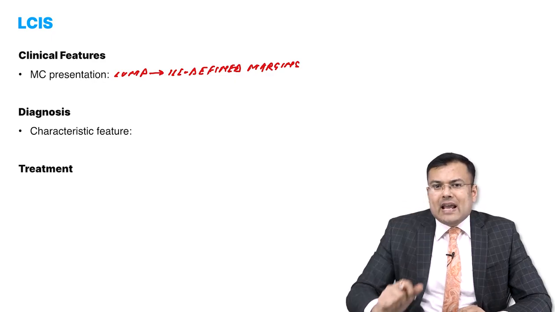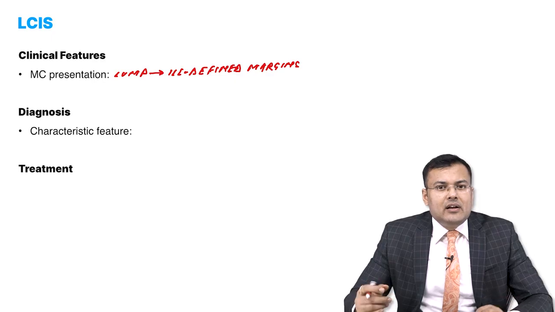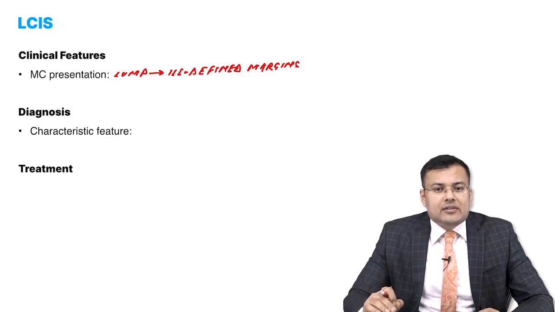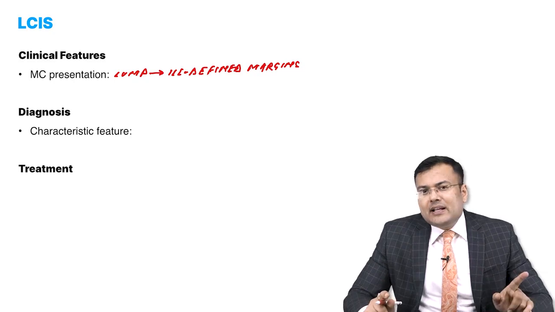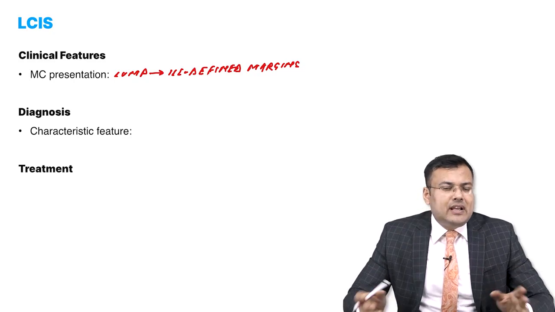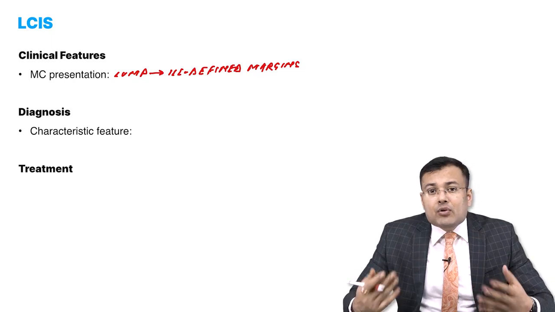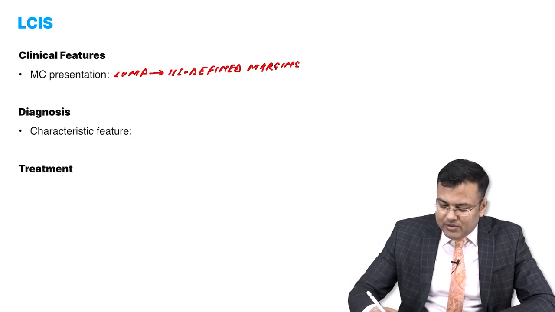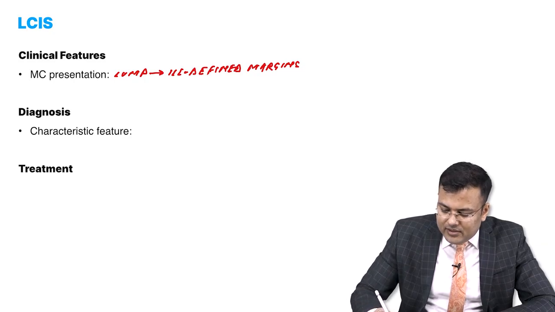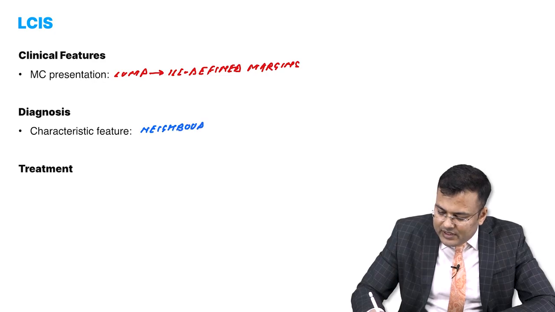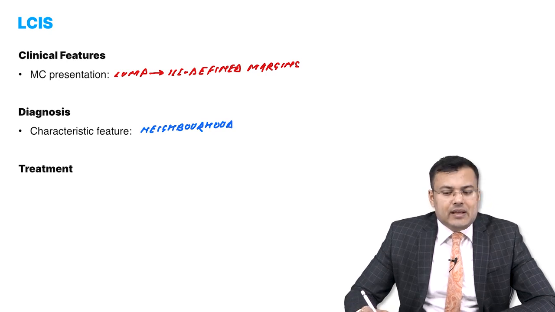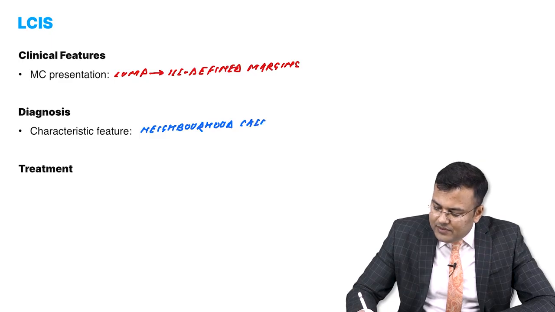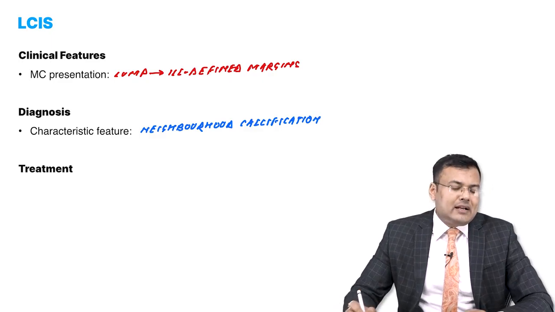Microcalcification. What is the characteristic feature of LCIS here? There is neighborhood calcification. Important point you have to remember. In DCIS, microcalcification. In LCIS, it is neighborhood calcification. This term you have to remember. It means calcification is seen in the neighborhood. Okay, we discussed that it's a marker for bilateral breast cancer.